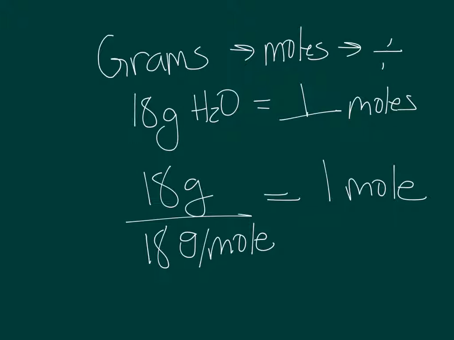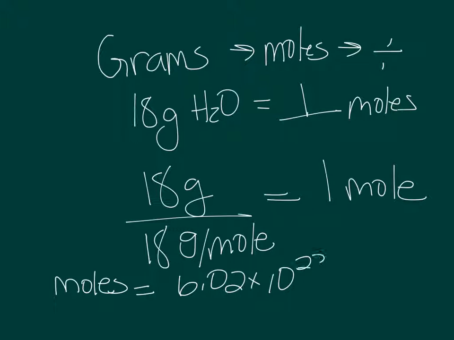Now before you forget, what does moles mean? Moles is a counting unit that we use for chemistry, and 1 mole of anything is 6.02 times 10 to the 23rd atoms. You need to have that number memorized. So if we were talking about 1 mole, we have that many atoms or molecules.